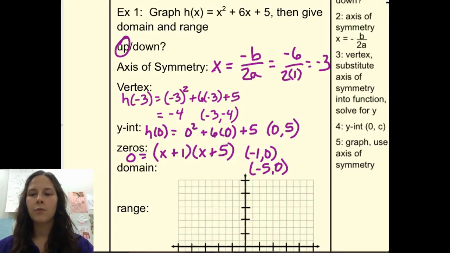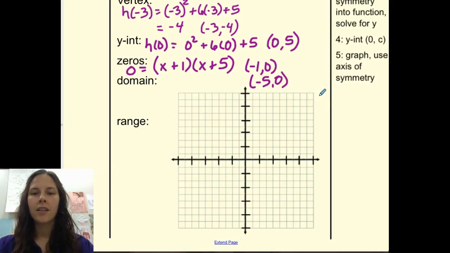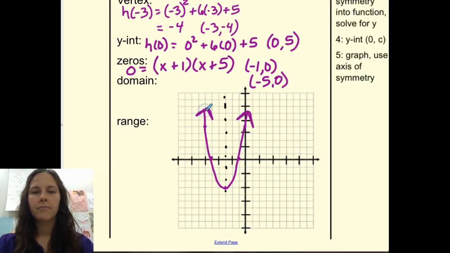Look at domain and range after we have it graphed. Plotting our vertex of negative 3, negative 4. Our y-intercept is 0, 5. And we did get zeros of negative 1 and negative 5. I will also flip that y-intercept across the axis of symmetry to get one more point, and create a nice smooth U-shaped graph. Domain, it is a quadratic function, so we've got all real numbers. Range, it opens up, so y is greater than or equal to the y-coordinate of our vertex.